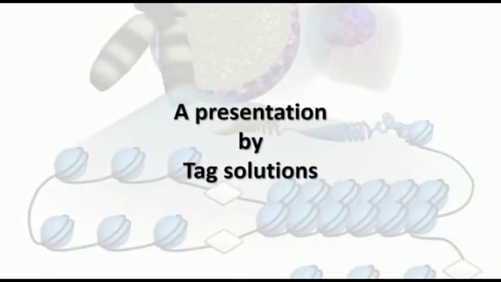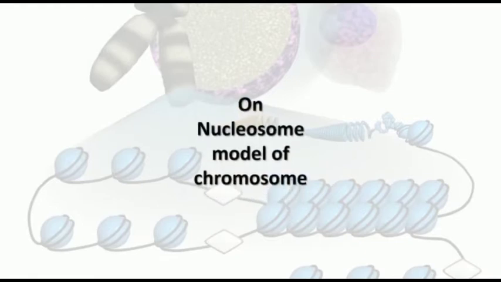Hello everyone. Today we are going to present a brief presentation on the nucleosome model of chromosome. The nucleosome is the fundamental subunit of chromatin. A nucleosome is the basic structural unit of DNA packaging in eukaryotes.